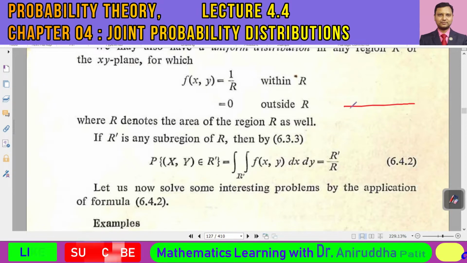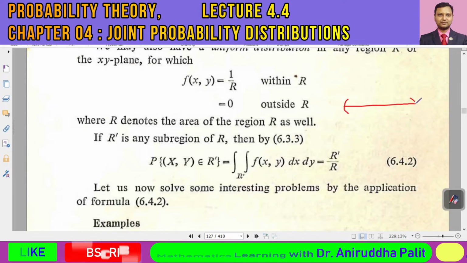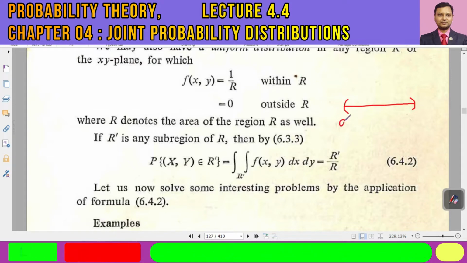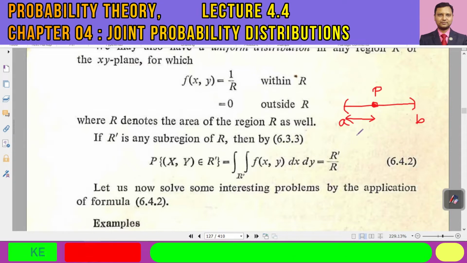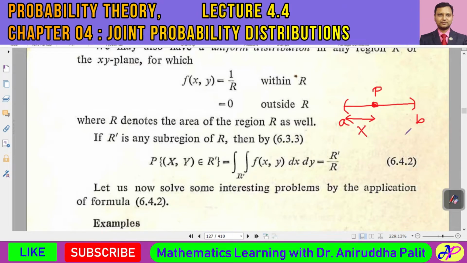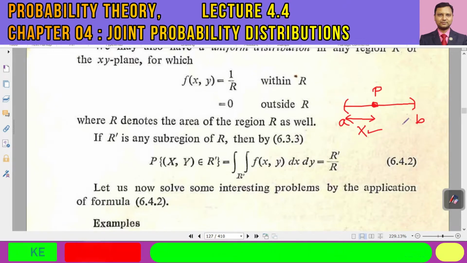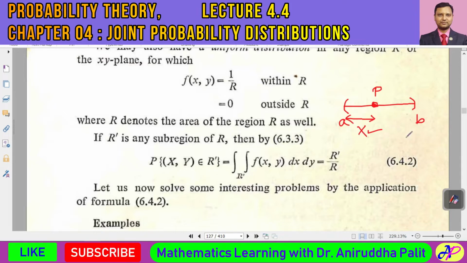Let us, for the sake of discussion, consider an open interval, because in case of continuous distribution, it is customary to choose the open intervals as the spectrum. So if this is the open interval A and this is the open interval B, and if you consider any random point P, the distance from any endpoint, either from the left endpoint or from the right endpoint, gives a random variable capital X. If we define a random variable capital X denoting the distance of the point P from the point A, then this random variable capital X will follow a uniform distribution over the interval (A, B).